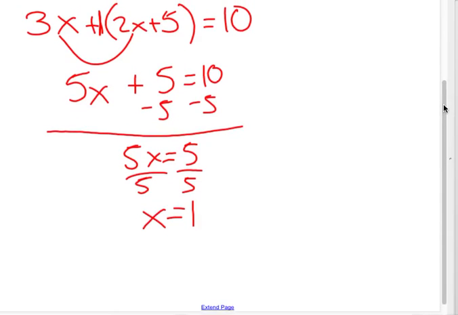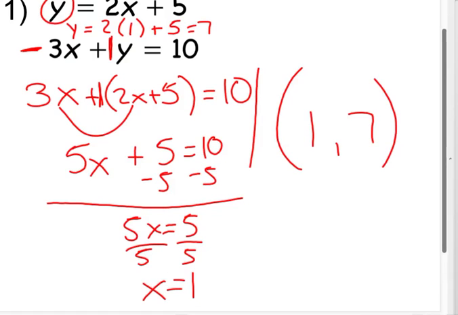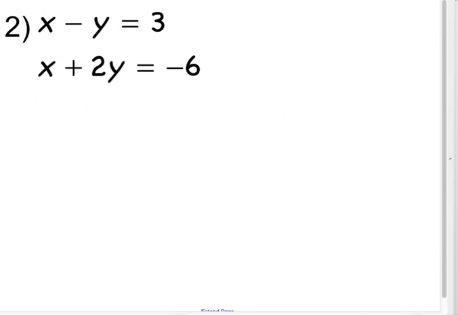Then I go back up, and I got x equals 1, and I'm going to look at this equation that says y equals 2x plus 5. Now I know x is 1. 2 times 1 is 2 plus 5 is 7. So my answer is 1, 7. And that is it. So let's go on to another example.